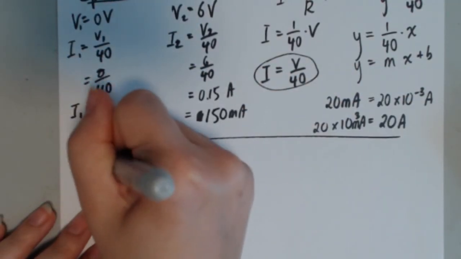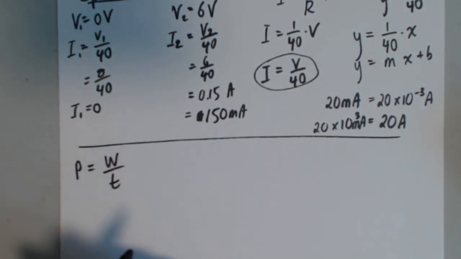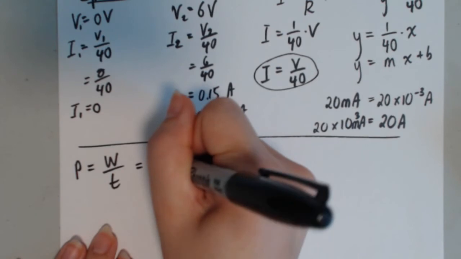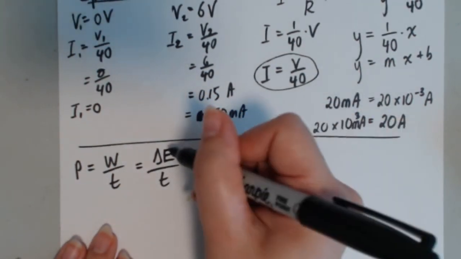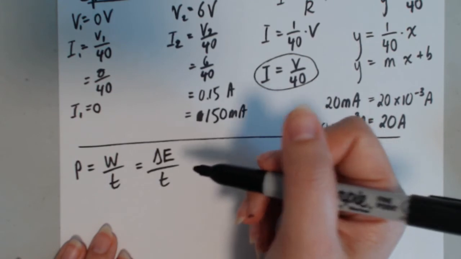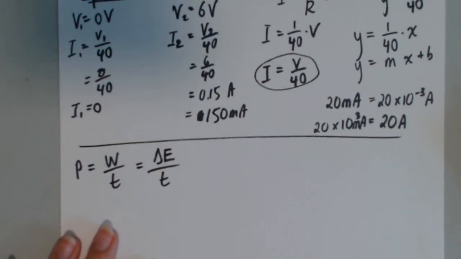So power is equal to work divided by time. What you got to remember is work, depending on the scenario, can also be set equal to the change in energy. So another convenient formula for power is actually delta E over delta T. All right, so just wanted to put that out there.